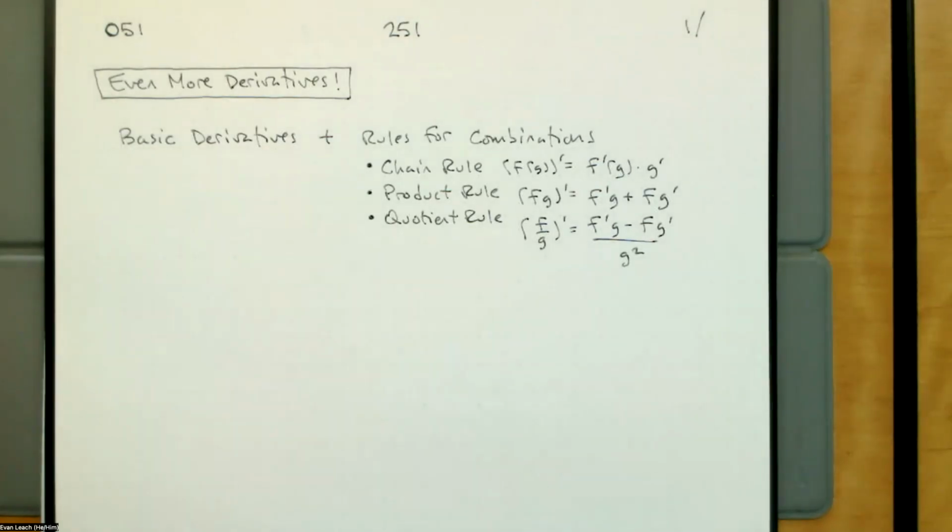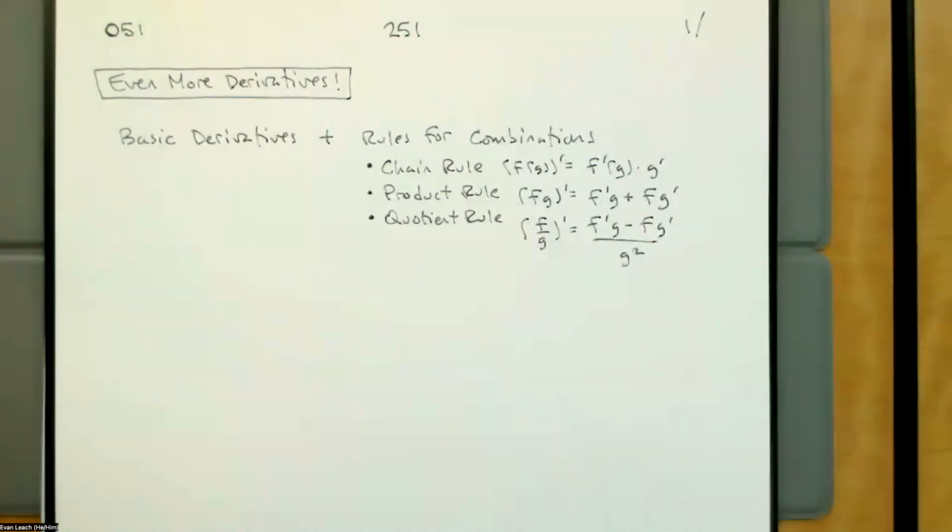Today we want to do even more derivatives. Remember the game. The game for derivatives is we learn some basic derivatives, some simple ones, and then we learn some rules for how to combine those simple ones into more complicated functions. As far as combinations go, we have rules for when the functions are combined by composition, that's the chain rule, by multiplication, that's the product rule, and by division, that's the quotient rule.